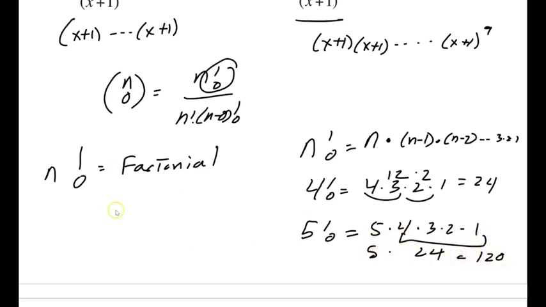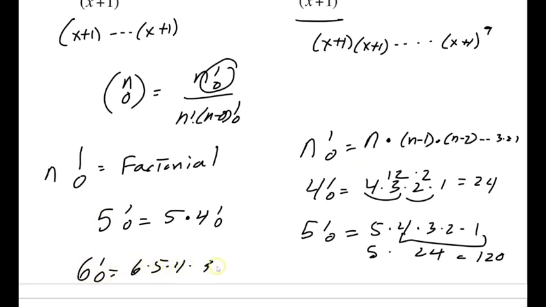So if you notice there, 5 factorial is the same thing as saying 5 times 4 factorial, because all of this is 4 factorial. And that's how factorials work. You just multiply all numbers down. The 6 factorial would be 6 times 5 times 4 times 3 times 2 times 1. Also, if you want, 6 factorial is the same thing as saying 6 times 5 factorial. Or if you want, 6 times 5 times 4 factorial. All means the same thing.